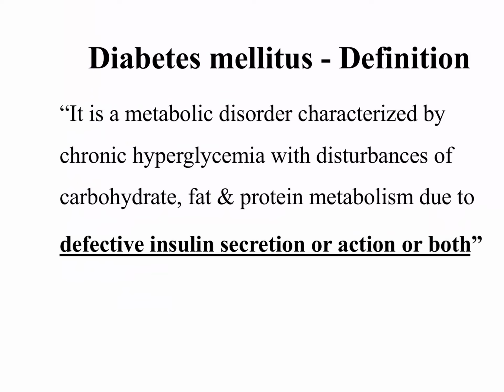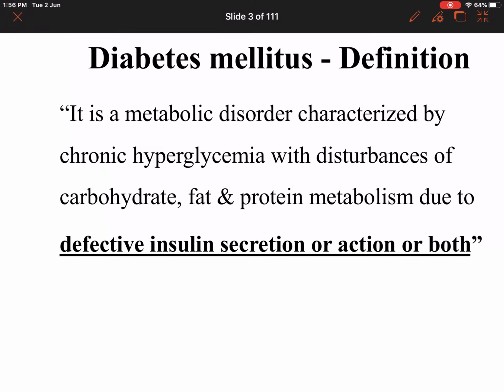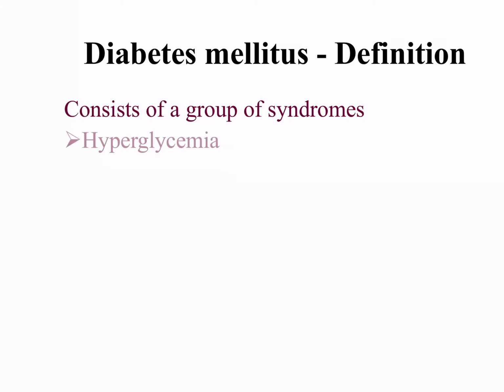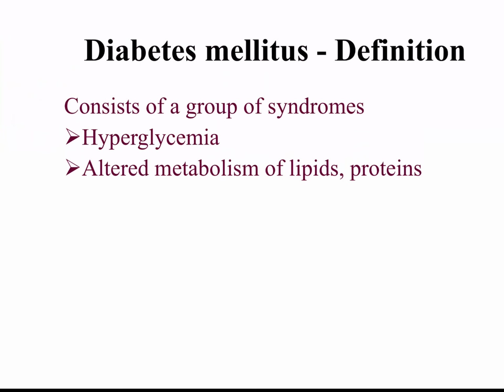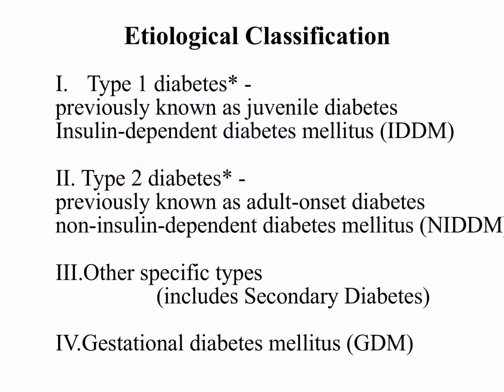The causes of diabetes mellitus could be because of a decreased insulin secretion, or could be because of insulin action, or both. We'll try to understand a little bit more about this, what it means. So let's go through the next part.